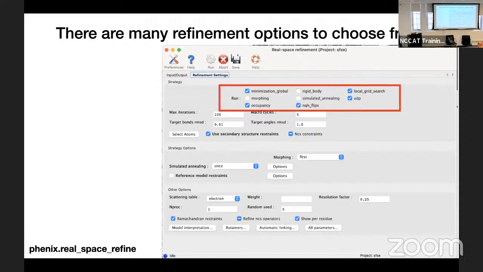And some of the big decisions you need to make that are related to some of these restraints we were just talking about are up here at the top in this strategy box. Okay, and so we'll talk a little bit about what some of these different parameters mean.